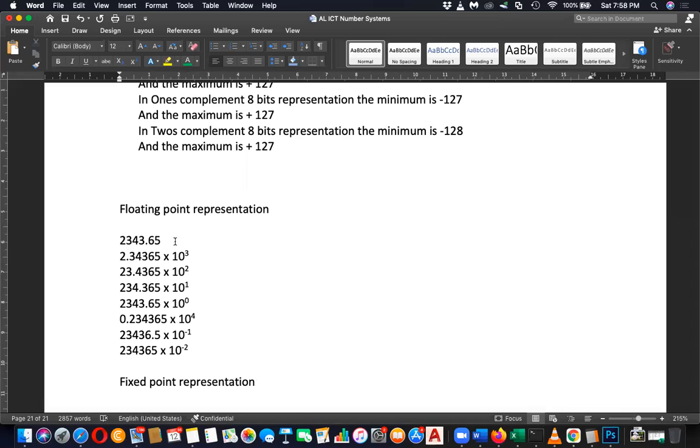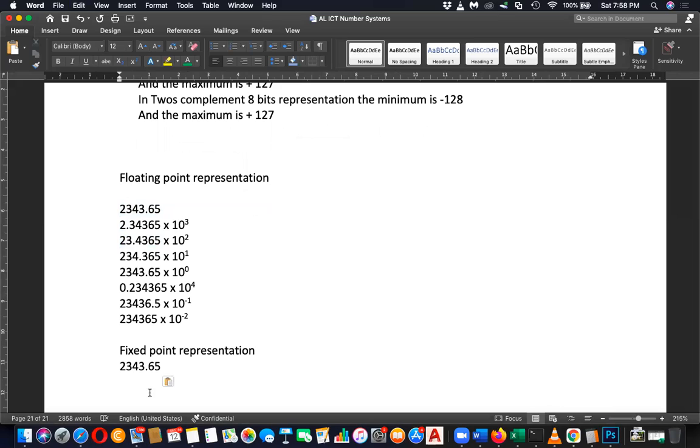Here you can't move the position. You keep the number as it is, without moving the decimal point. That's called fixed point representation.